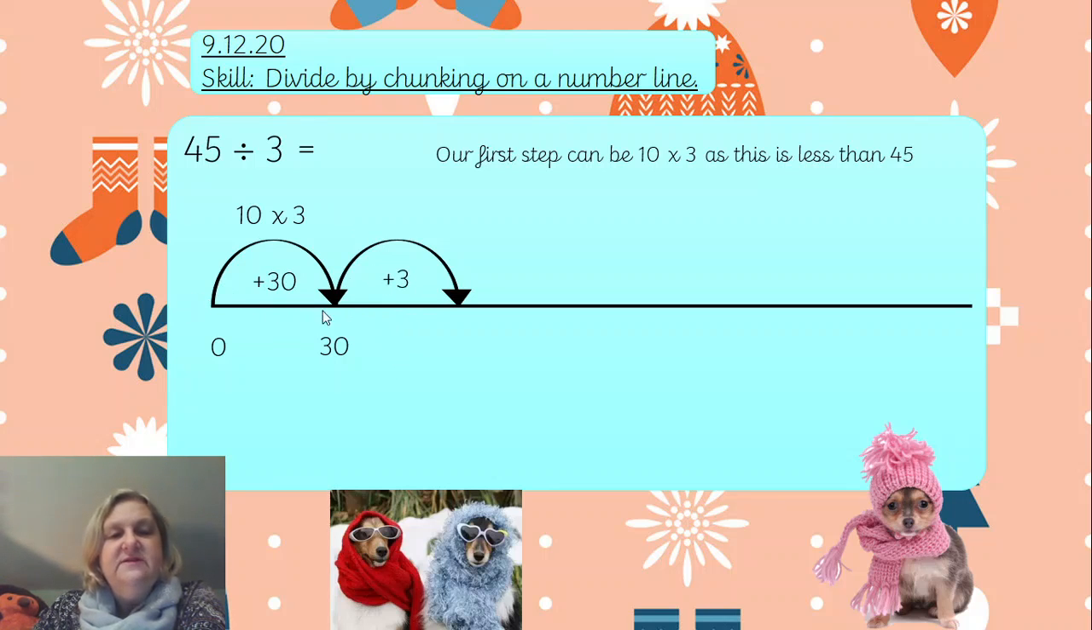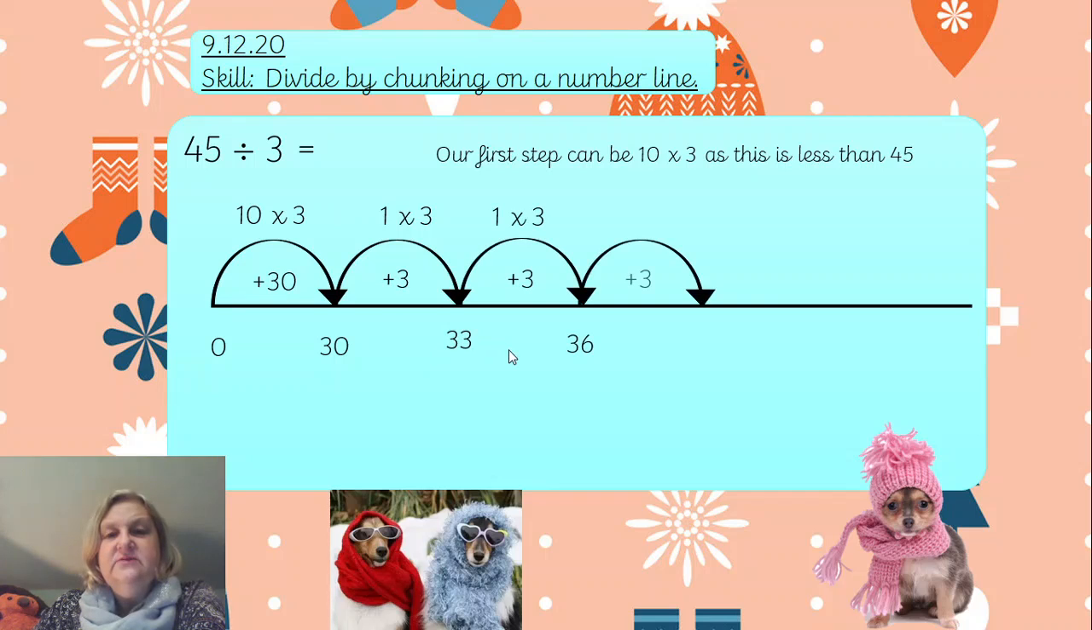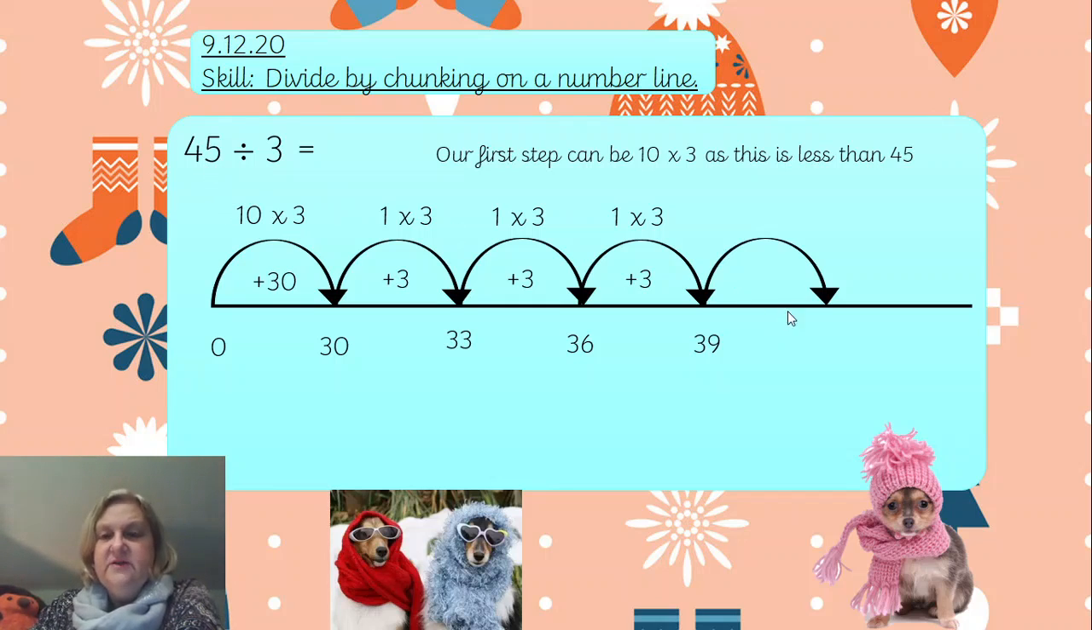The jump should be the same size on your number line. It's just representative of a step. It doesn't matter what size it is. Your arrow should be the same size. Then we can add on the 3s. One lot of 3 gets to 33. Another lot gets 36. One more, it's a 39. We've got to go up to 45 and keep checking back on this dividend, so that we know when we have to stop. So we keep going, adding on those steps of 1 times 3, adding 3, and then we reach the end.